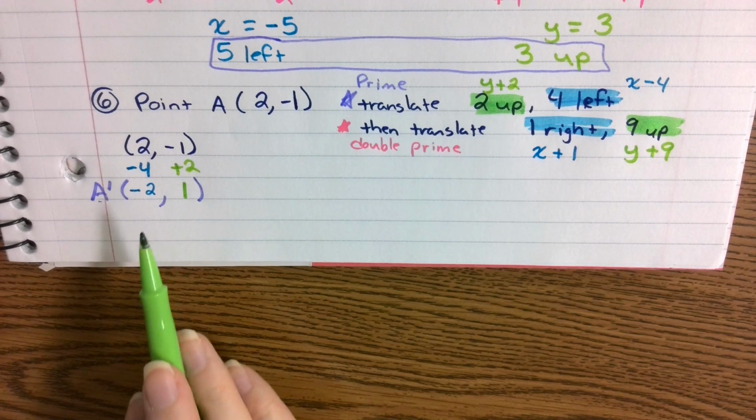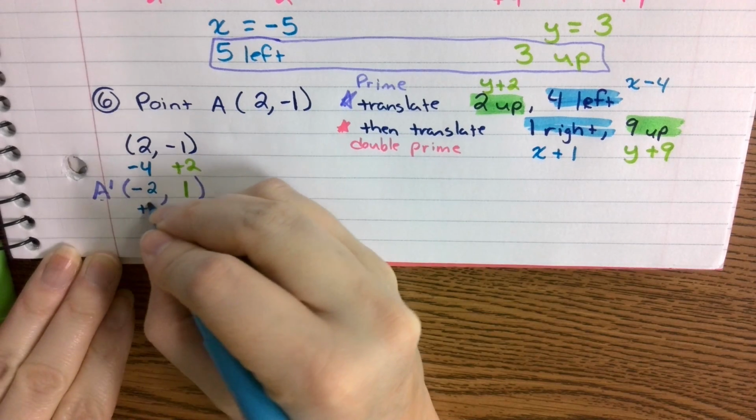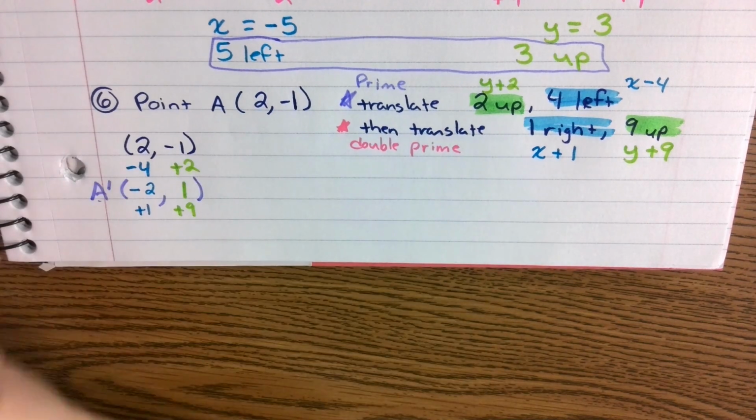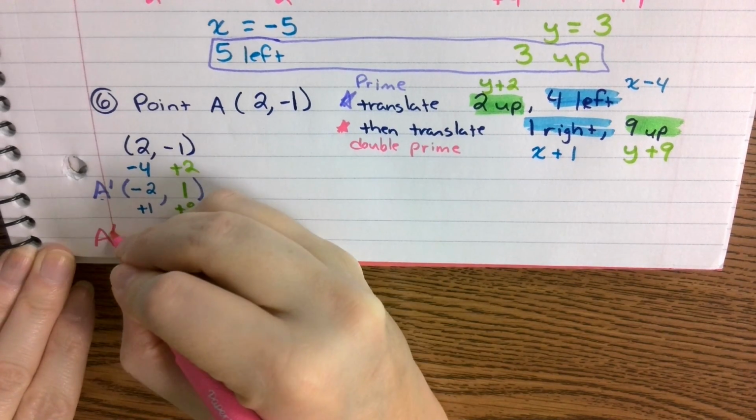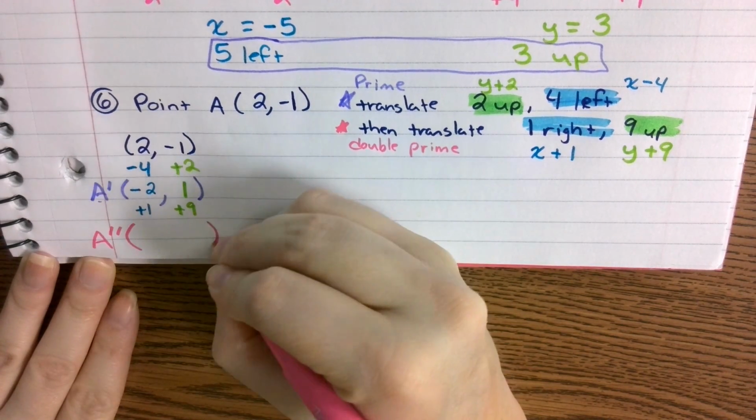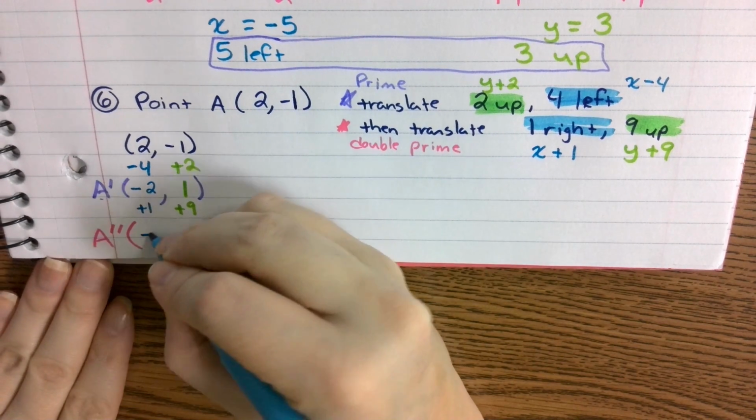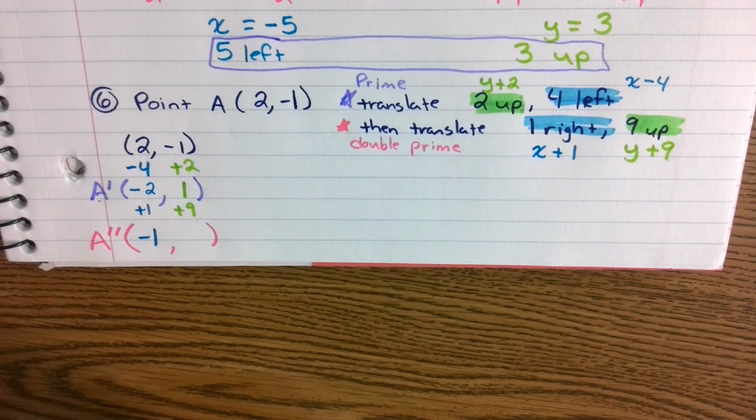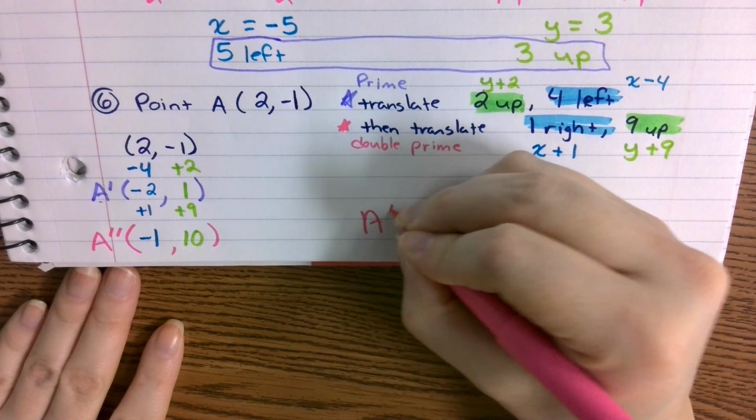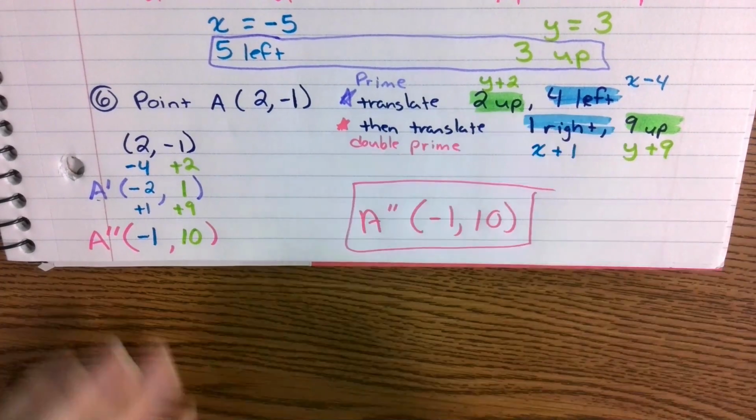So to my a prime, I'm now going to add a 1 and then add a 9, and that's going to give me my a double prime. And a double prime, so -2 plus 1 gives me a -1. 1 plus 9 is going to give me 10. So there's my double primed value. A double prime is at -1, 10. There's my final answer.